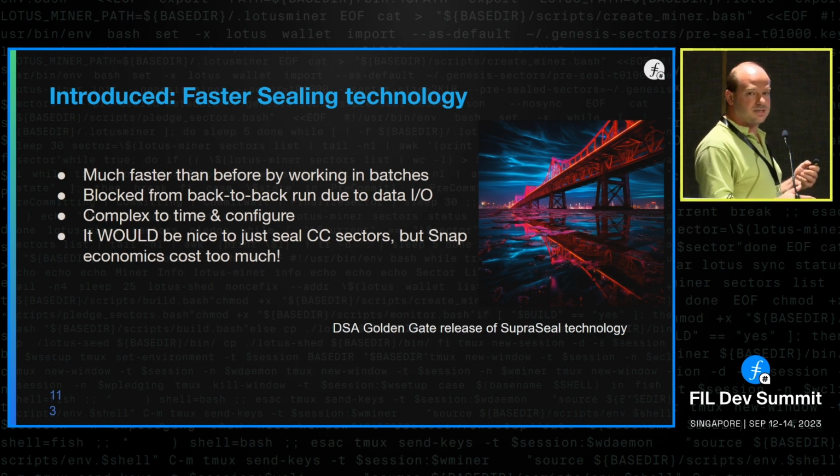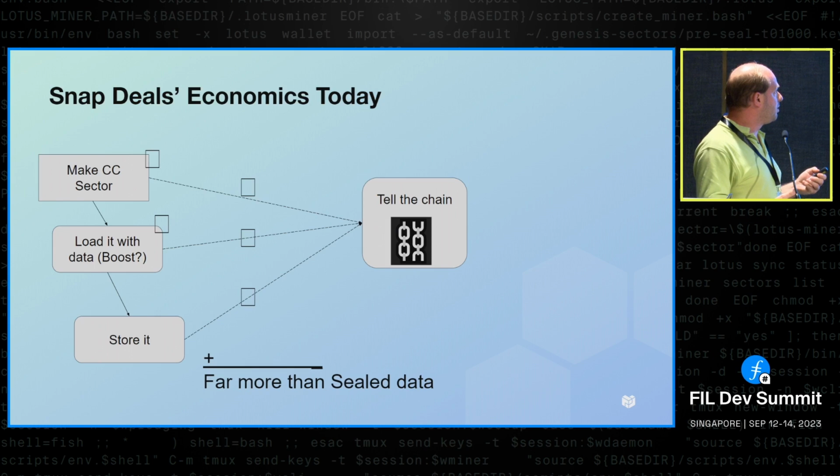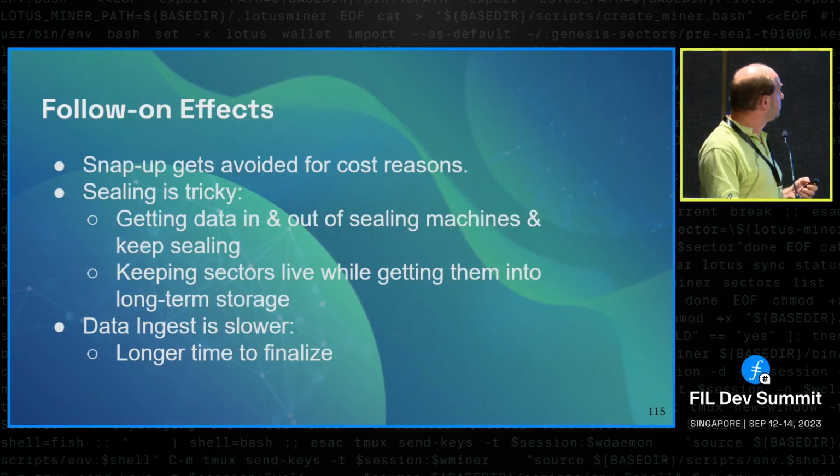And there's a technology available for that, and it's snaps. The problem is that snaps cost too much. You wind up making CC sectors, telling the chain about it, loading it with data, telling the chain about it, and storing it, and it's just lots of charges. So we wanted to come up with a way to make this better for SPs.